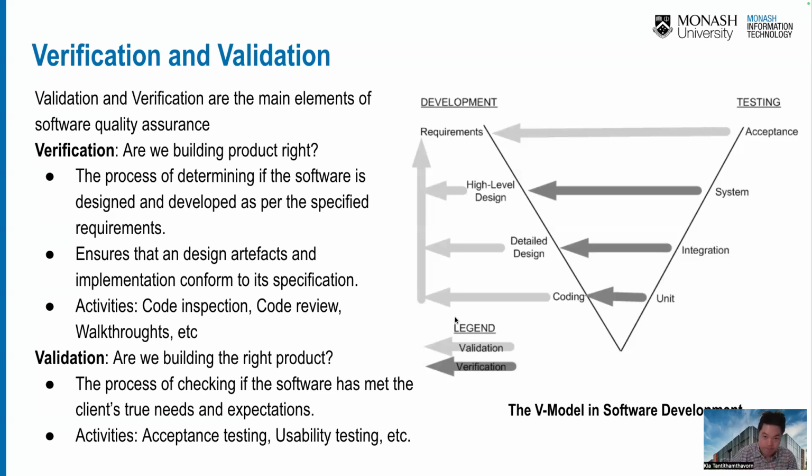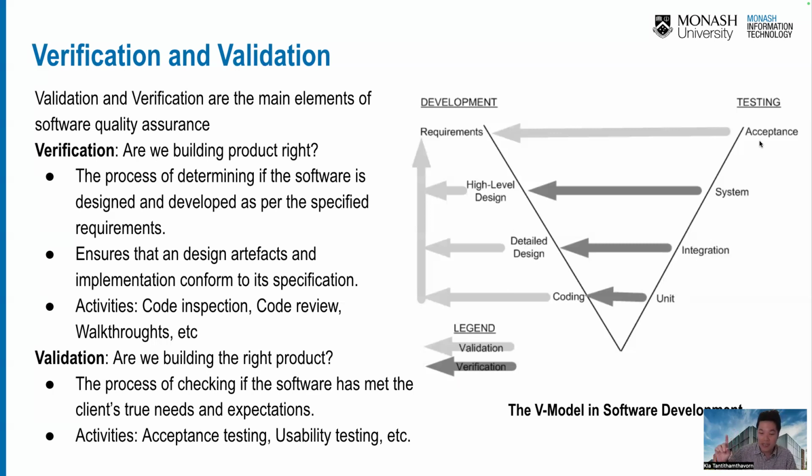Let me see. If you look at the V model, the figure on the right-hand side, this is the V model software process. We often start from the requirement. We do the high-level design, the class diagram, sequence diagram, that kind of thing. You do the detailed design, the detailed class diagram, and then you start the coding. And then we talk about unit testing, integration testing, system testing, and user acceptance testing.